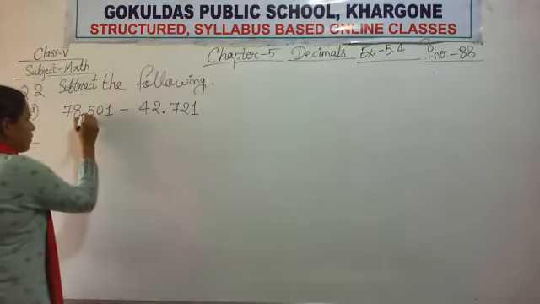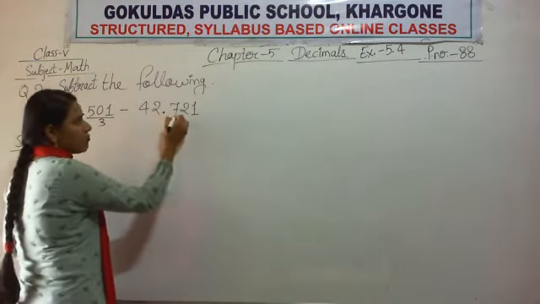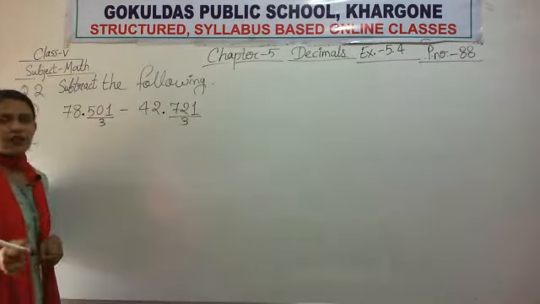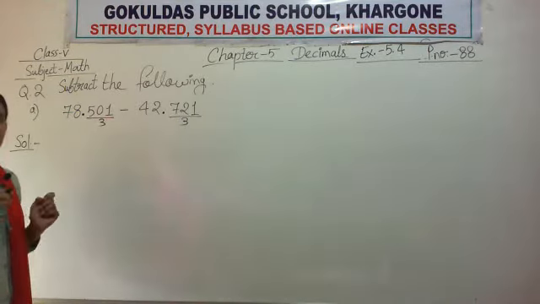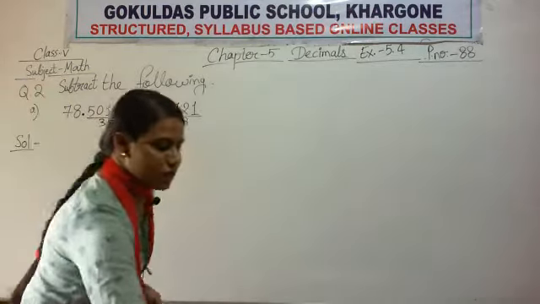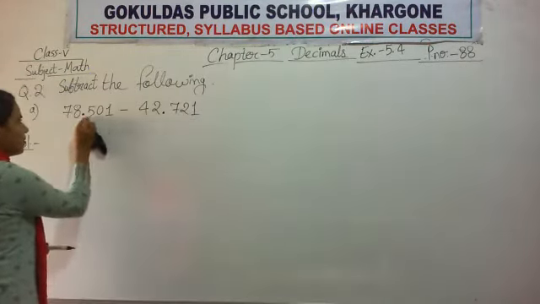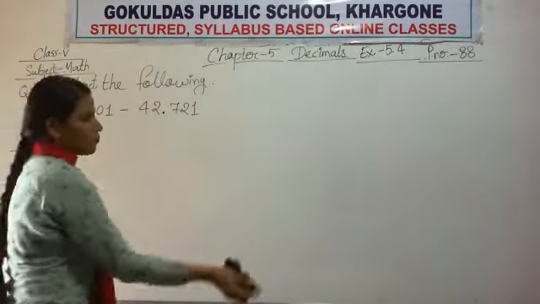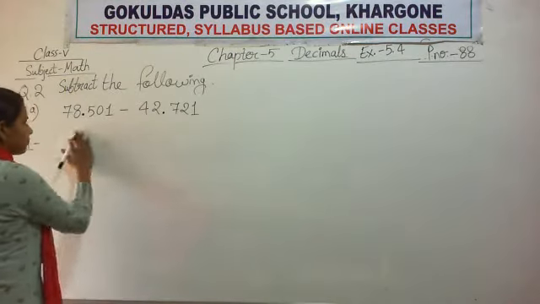So after decimal here 3 digits, and in the second number after decimal 3 digits are there. Equal number of digits after decimal, it means they are already like decimals. So no need to convert them into like decimal. They are already like decimal. Okay. Now move to step 2, which is arrange the numbers column wise.